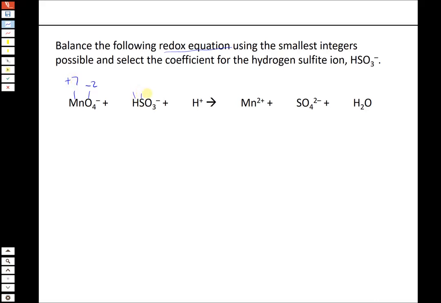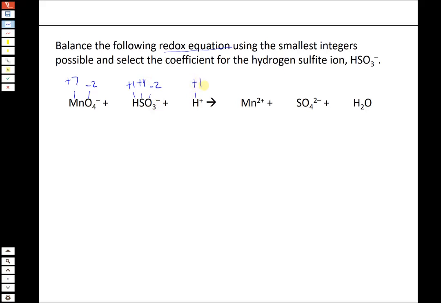HSO3 minus, I think we just did this on one of the previous ones or something similar to this. We have -2 for oxygen, +1 for hydrogen. So 3 times -2 is -6, plus 1 is -5. They have to add up to be -1, so that has to be +4. So we have +4 for sulfur. And then H plus ion by itself, the oxidation number is just the charge, which is +1.